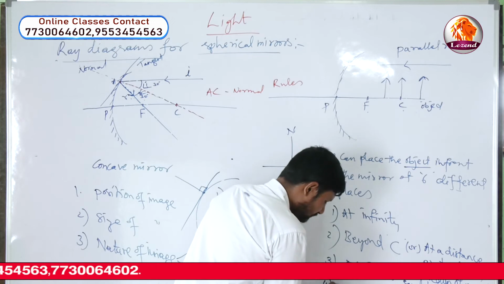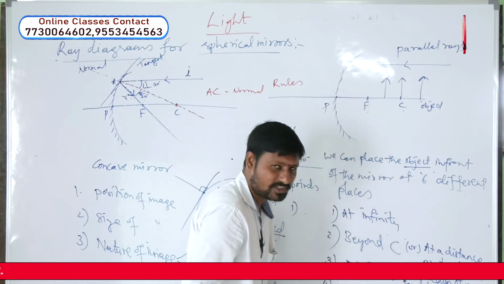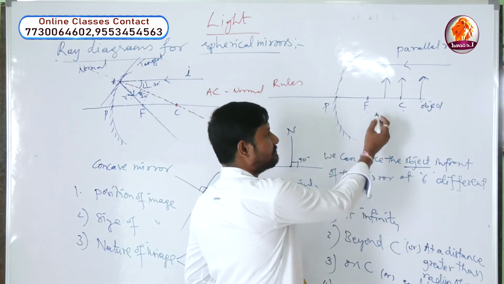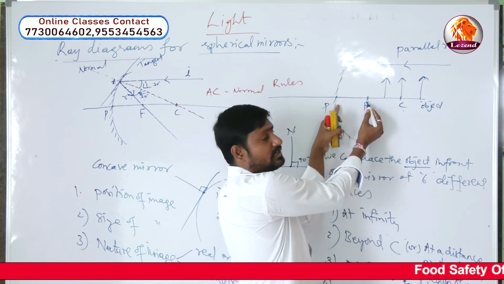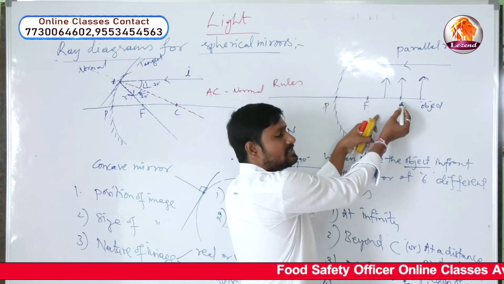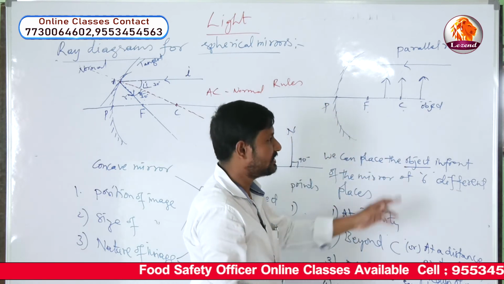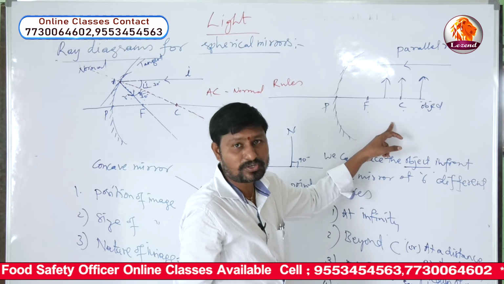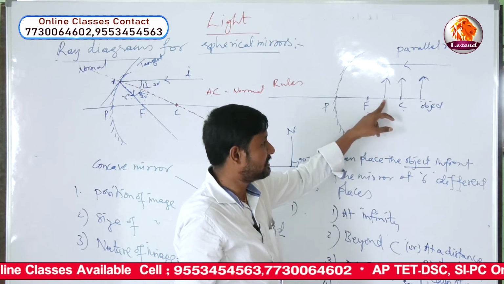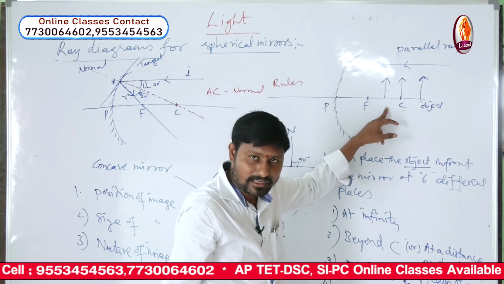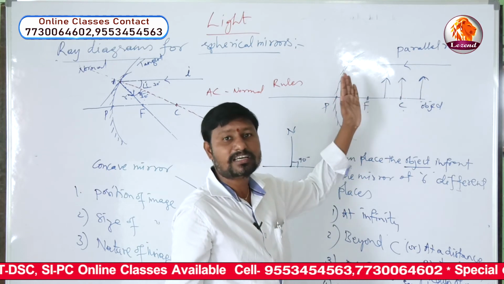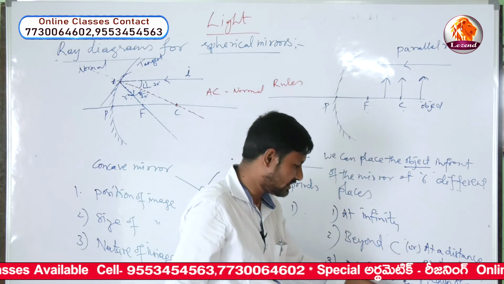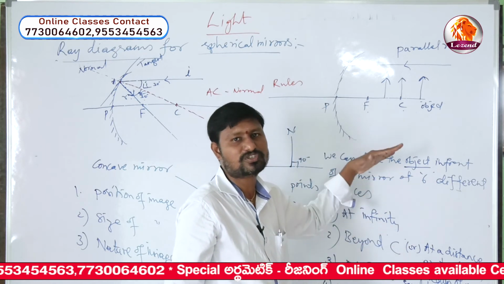Now we can also say this in terms of distances. The object is placed between these two, which means P to F we know is the focal length, but P to C is considered the radius. Here it is in between F and C, which shows that the object is placed at a distance greater than its focal length but less than its radius of curvature. This is another method of expressing the position of the object.